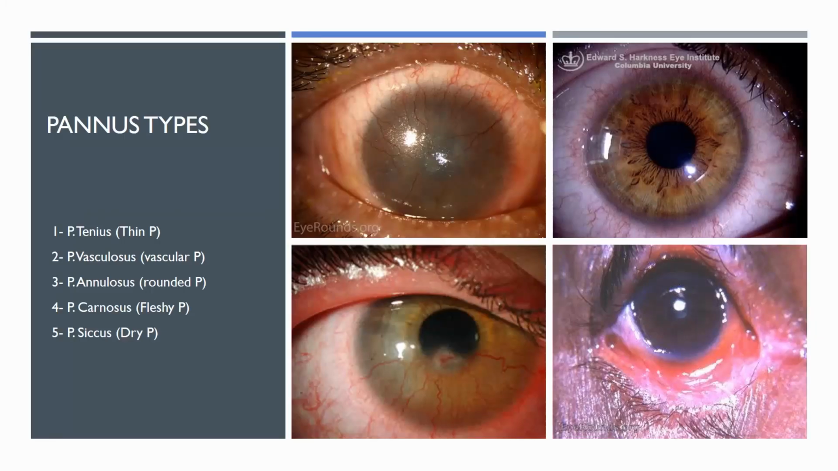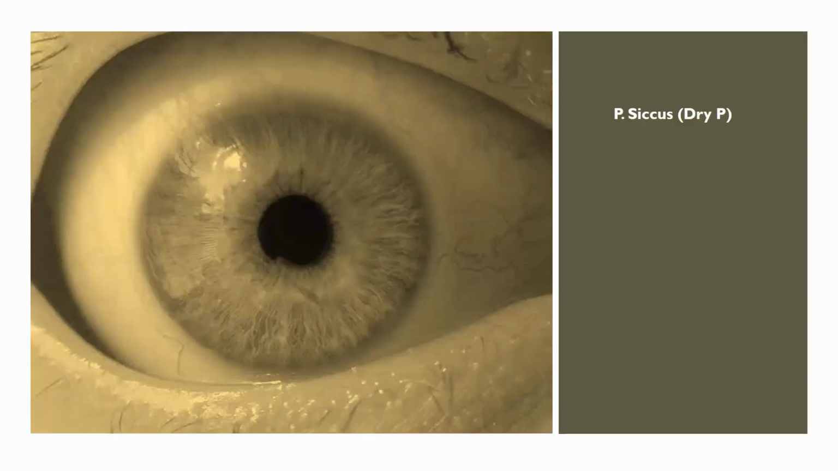There are different types of pannus. There's pannus tenuis, a thin pannus, pannus vasculosus, a vascular pannus, pannus annulosus, a rounded pannus, pannus carnosus, a fleshy pannus, and pannus siccus, which is the common type we can see in the healed corneal affection of trachoma. And we can see here the picture of the pannus siccus. Sclerosed vessels, no infiltration, usually in the upper part of the cornea and the limbus.